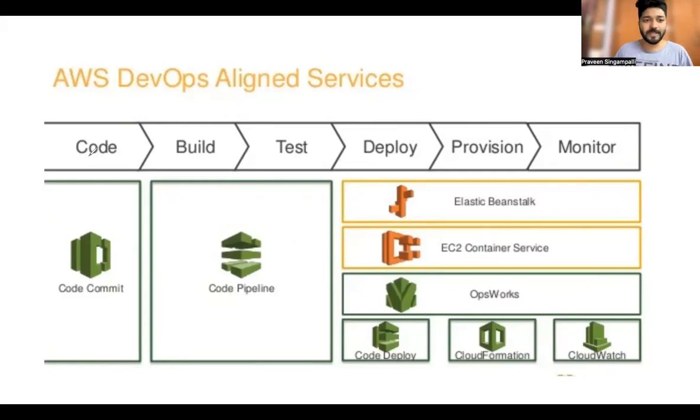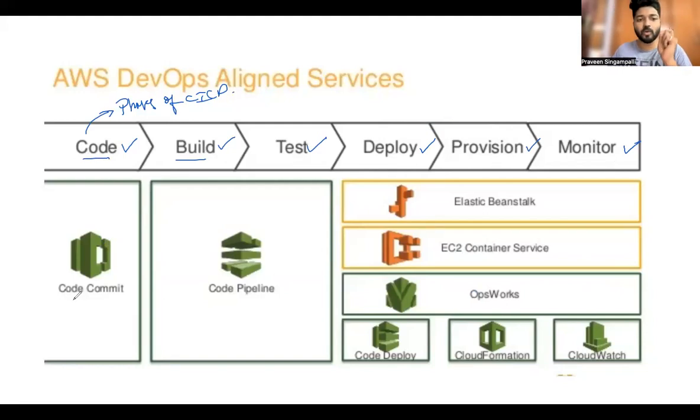From here you see there is a pipeline which I have placed. There is a code phase, there is a build phase. Let's call these the phases of CI/CD. In the phases of CI/CD, you will understand what is the code phase, what is the build phase, what is the test phase, what is the deploy phase, what is the provision phase, and what is the monitor phase. And for each of the phases, you will find a tool or a service given by AWS.